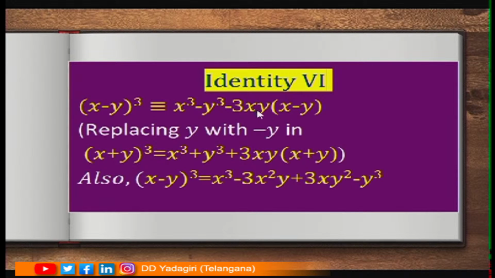When you multiply these two terms, you get minus 3x square y. When you multiply this term with the last term here, you get plus 3xy square. So, you can write x cube minus 3x square y plus 3xy square and finally minus y cube.